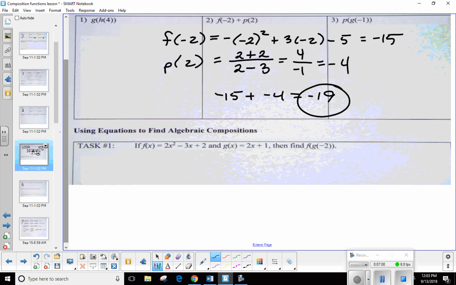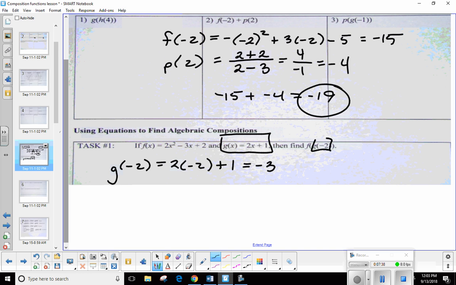Okay. We're given two functions. F is a quadratic, g is a linear, and I want to find f of g of negative 2. So do I need to plug negative 2 into f or g first? Okay, g, always start with the innermost function. Okay, so for this guy right here, that x is going to be replaced with negative 2. So let's see, g of negative 2 equals 2 times negative 2, and then plus 1. So negative 4 plus 1. Negative 3. Perfect.